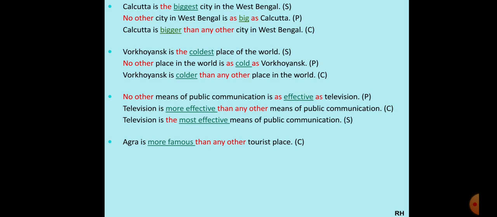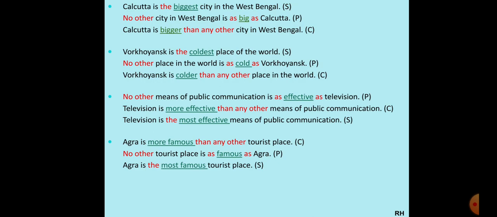So it should immediately click that it's a comparative sentence. So Agra is more famous, so you need to change it into positive and superlative. So what we will do? No other tourist place. Tourist place will come in the beginning. No other tourist place is as famous. More famous will become famous as it is positive: as famous as Agra. And in superlative, Agra again will come in the beginning, right? So Agra is the most famous. More famous, famous, most famous. The most famous, upper superlative. Agra is the most famous tourist place.